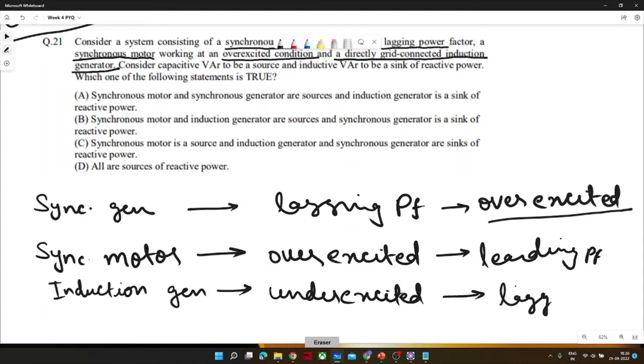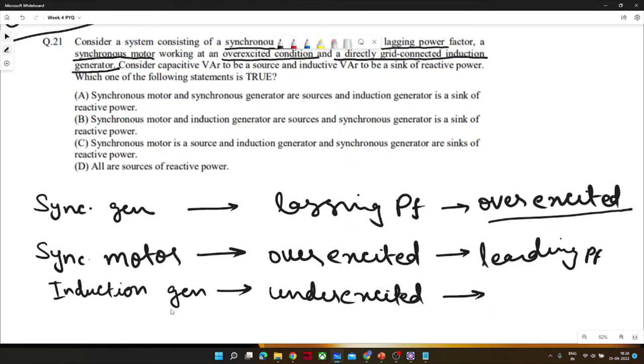Yes, Anubhav, you want to ask something? Yes, sir. Sorry, overexcited means our field generated is more than required. Yes. How do you know that it is leading power factor for a motor? So a synchronous motor is overexcited, right?